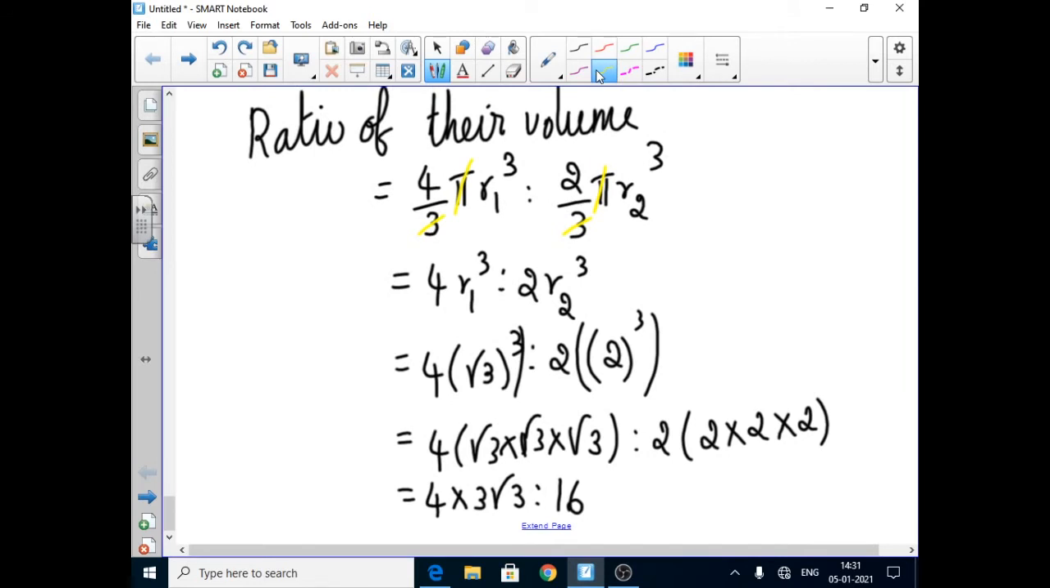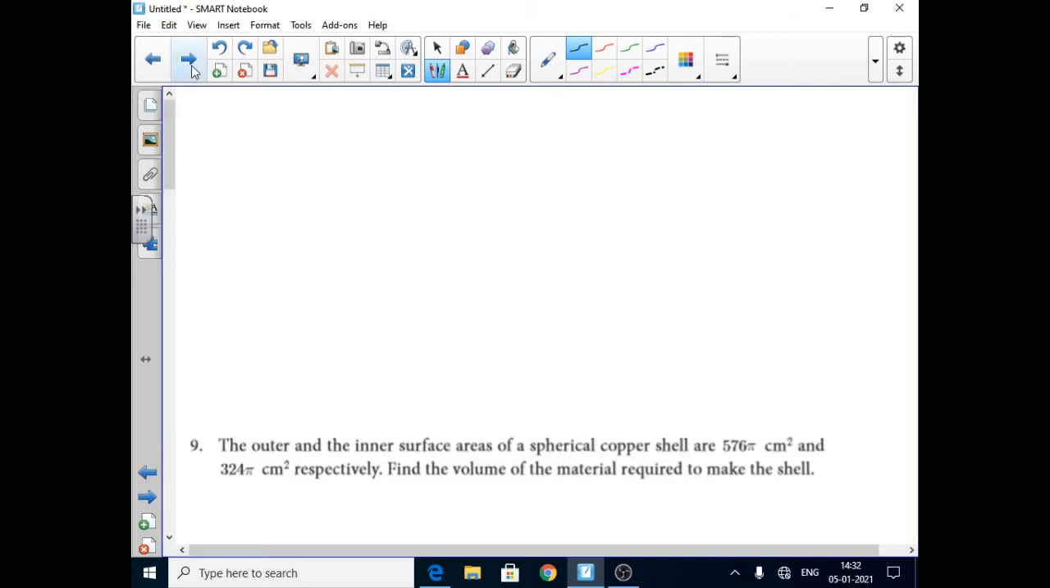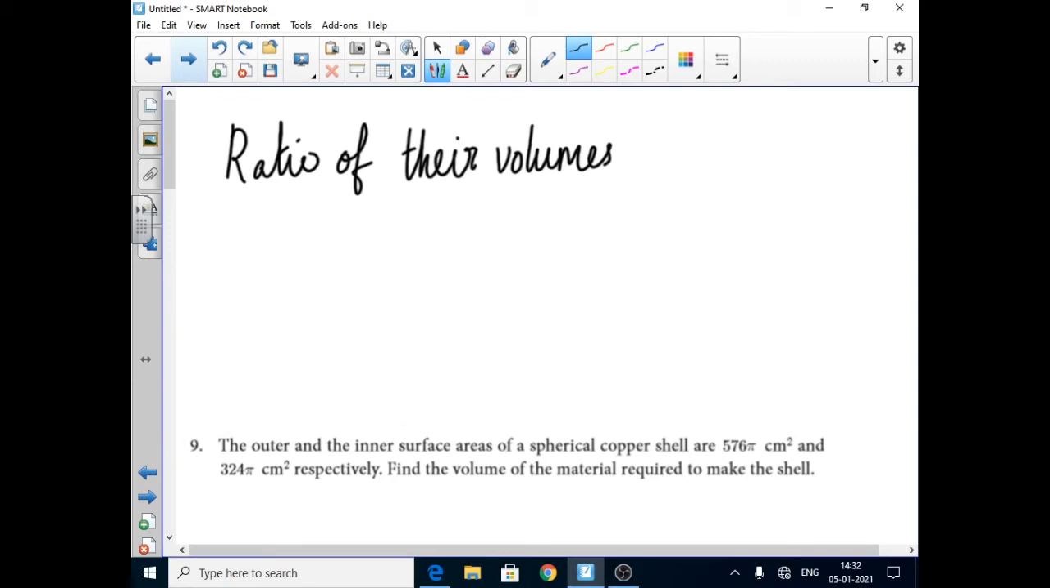So here we can do the cancelling. Here 1 4 is 4, here 4 4s are 16. So the answer is 3 root 3 is to 4. So the final answer is that the ratio of their volumes is equal to 3 root 3 is to 4. So hence proved.